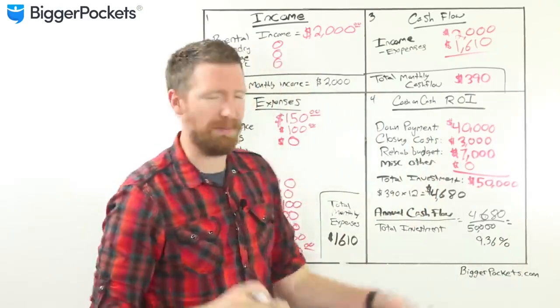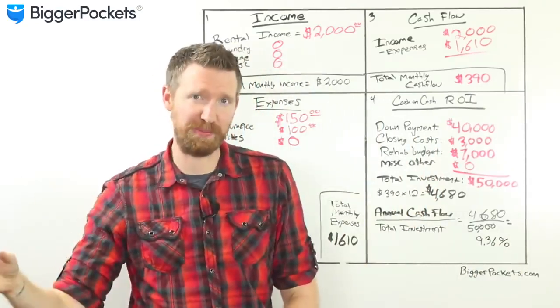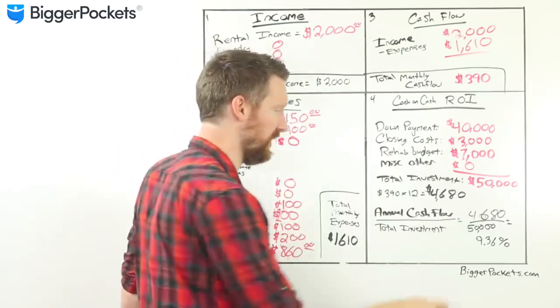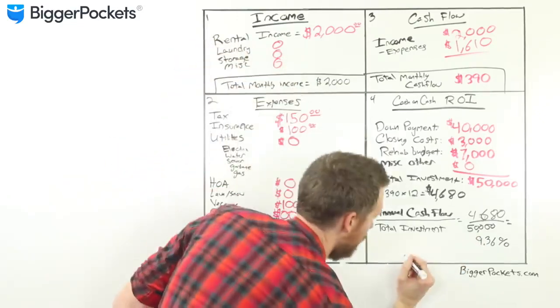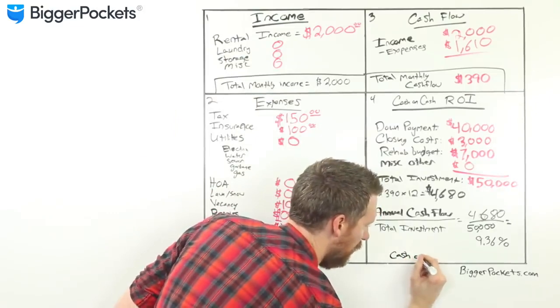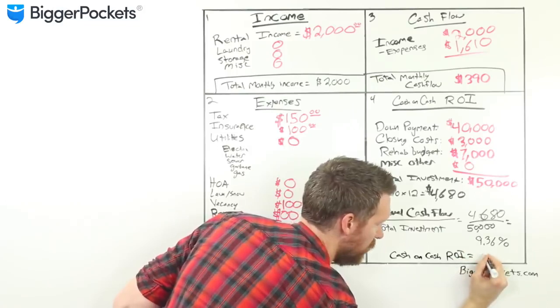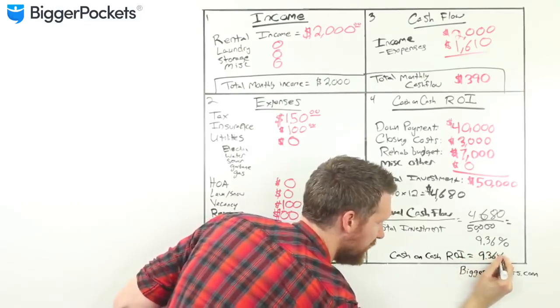9.36%. It actually comes out at 0.0936, but we want to make it a percentage, so we just multiply it by 100 and add the percent sign. So we're left with a 9.36. So our cash on cash ROI is equal to 9.36%.